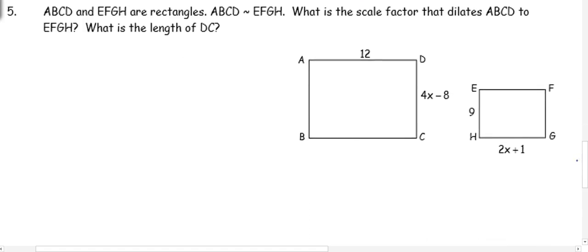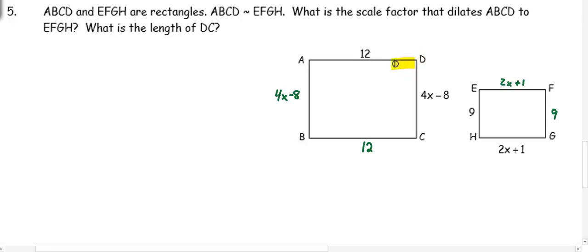Number 5, ABCD and EFGH are rectangles. ABCD is similar to EFGH. What is the scale factor that dilates ABCD to EFGH? What is the length of DC? So first, I know in a rectangle that my opposite sides are congruent. So I'm going to label all the sides of our rectangle so it makes it easier to match up corresponding sides. So if I need to find the scale factor, I need two sides with numbers.